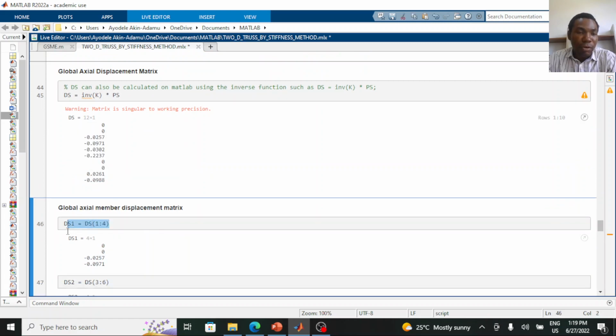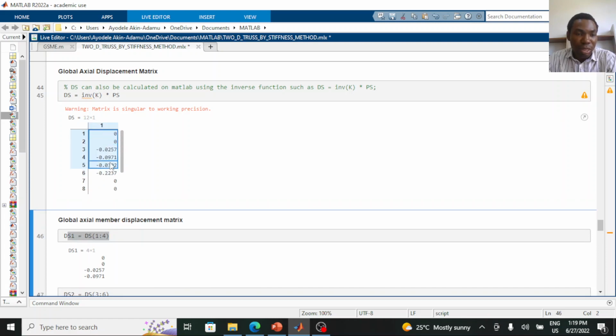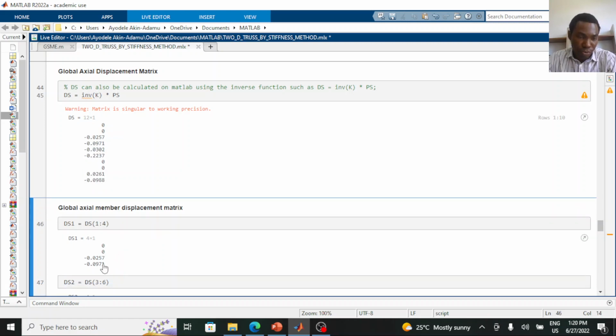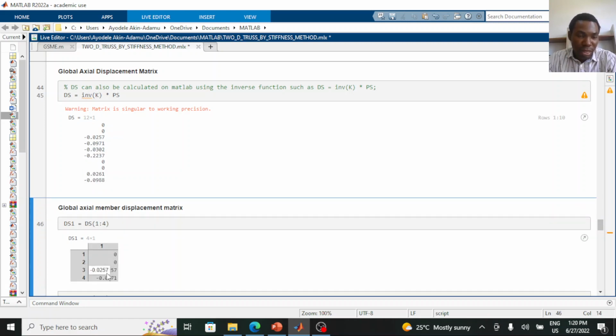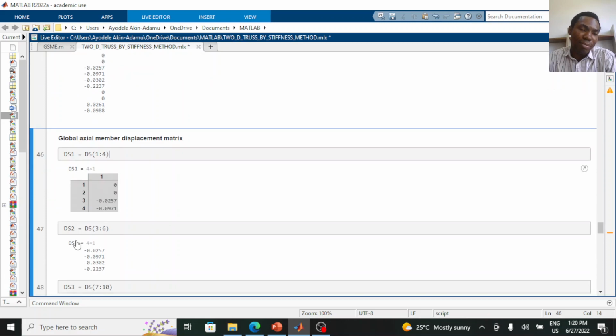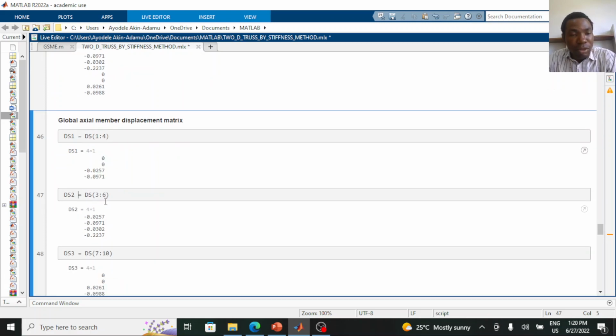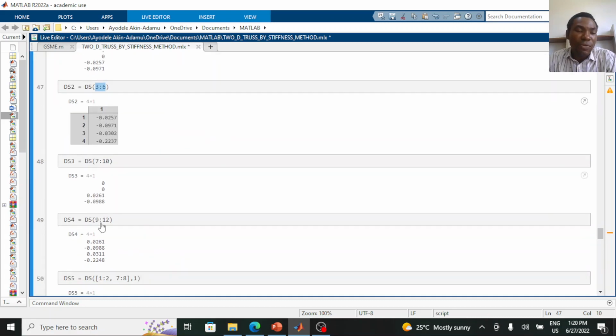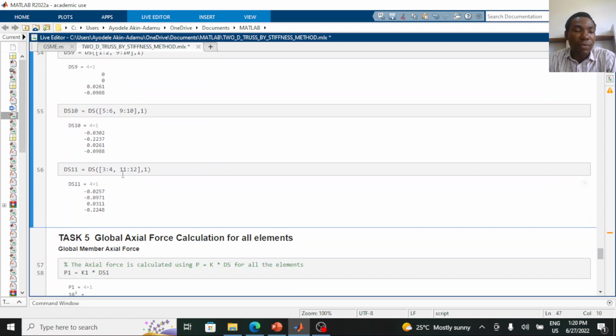So this MATLAB line of code extracts 1, 2, 3, 4 from this DS matrix. DS 1 colon 4 means 1, 2, 3, 4. Once I run this code, I'm assigning this vector to DS1. So this DS1 is my displacement vector for element 1. DS2 is my displacement vector for element 2. It's located between degrees of freedom 3 to 6: 3, 4, 5, 6. You do this for all the 11 elements. So DS11 is my displacement vector for the 11th element.